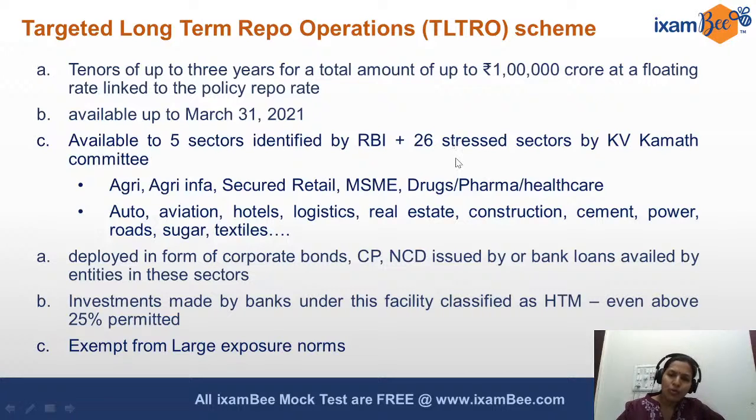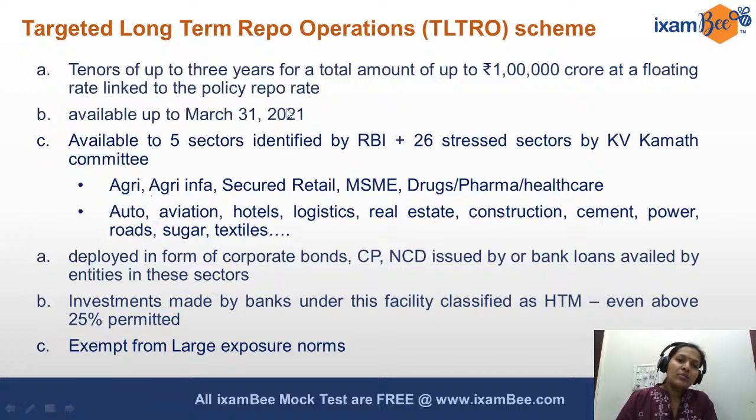You don't need to remember all the 26 sectors also, but yes, do remember the name of the committee that identified these 26 sectors, which is the KV Kamath committee. Another important point to note in this KV Kamath committee was the 5 ratios that they had given that were used to identify the stress. Okay, so those 5 ratios also you need to know. There was a session that we held to discuss those 5 ratios and this stress and how the resolution has to be carried out. You can see such video in the description box.